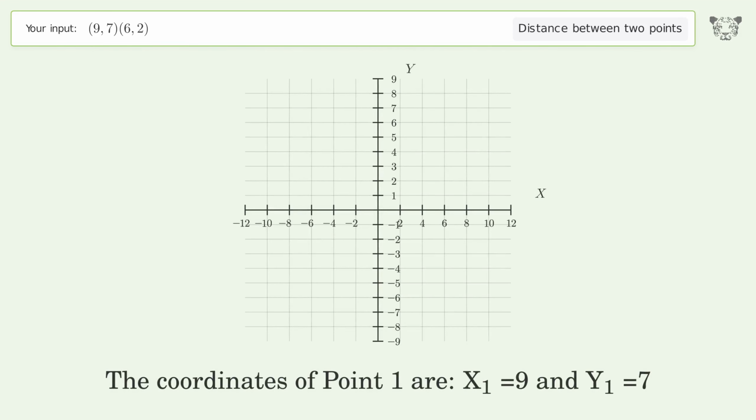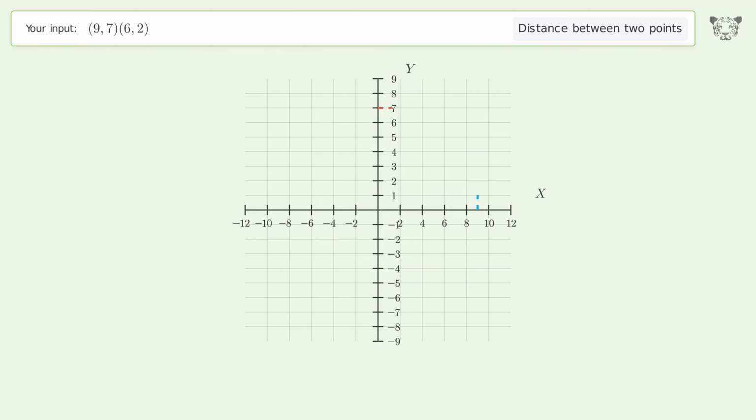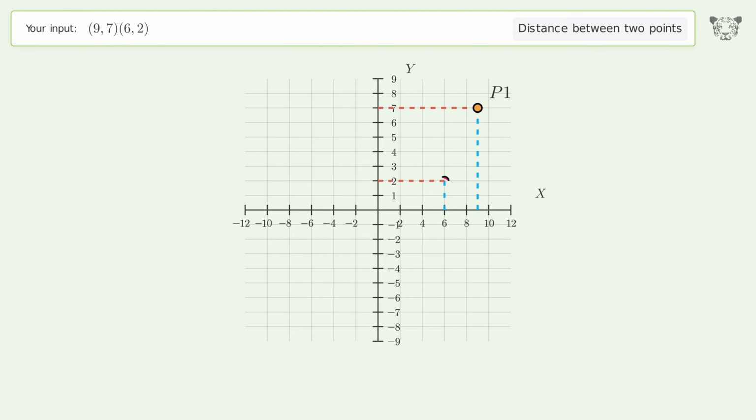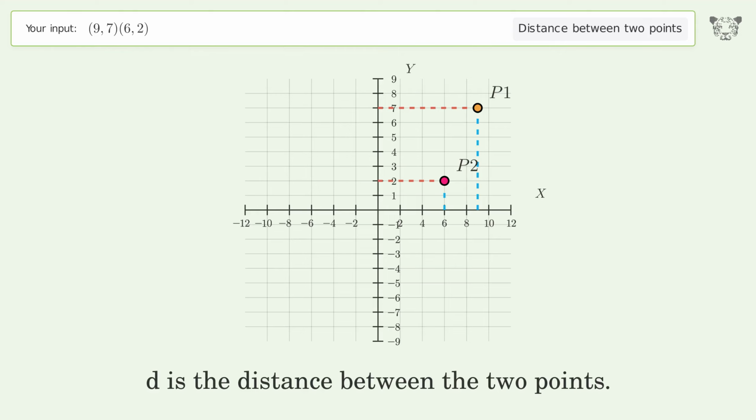The coordinates of point 1 are, x1 equals 9 and y1 equals 7. The coordinates of point 2 are, x2 equals 6 and y2 equals 2. D is the distance between the 2 points.